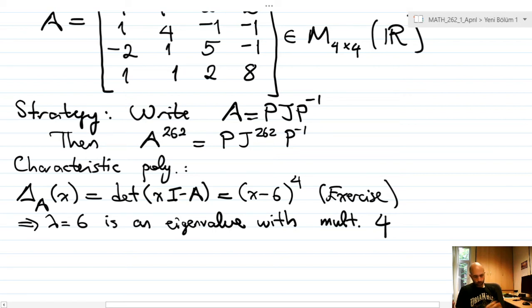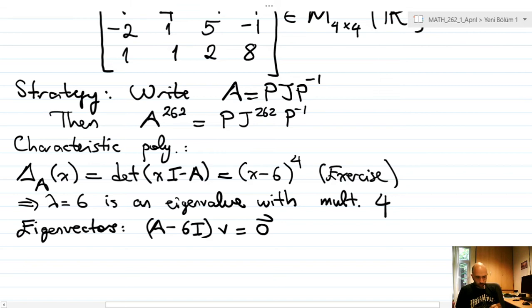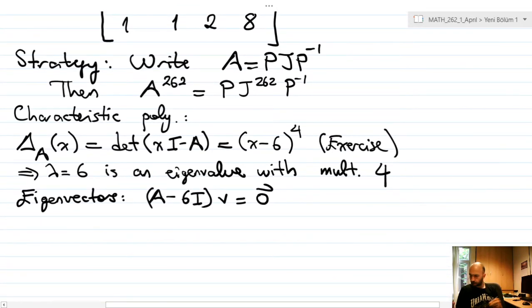Now we want to compute J and P. So let's start by looking at eigenvectors. We need to solve (A minus 6I) times v equals 0, this linear system. Writing it down, we have the following.